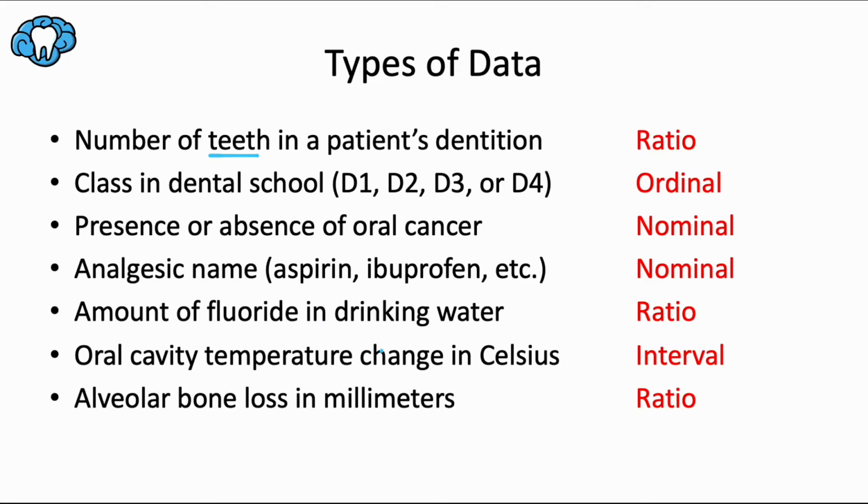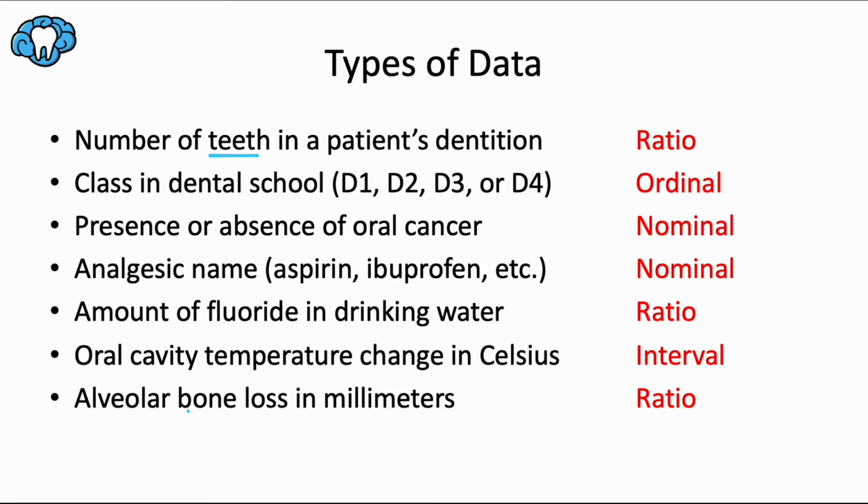Oral cavity temperature change measured in Celsius. So this is an interval variable because it has consistent and equal measurement intervals and lack of a true 0 point. In Celsius, 0 degrees does not mean the absence of temperature. It's simply the freezing point of water. And so the concept of 0 is arbitrary and does not represent a total lack of what's being measured, like in the Kelvin scale. If this was Kelvin, it would be ratio. Since it's Celsius, it is an interval variable.